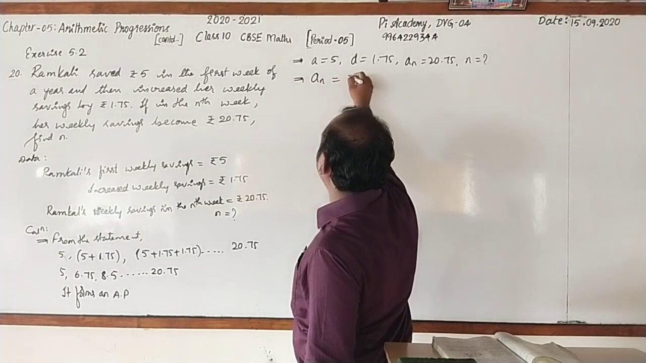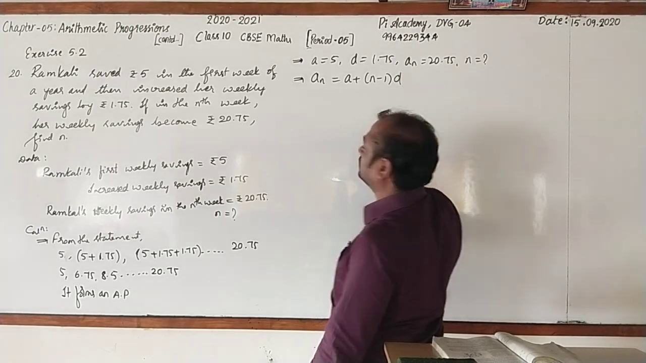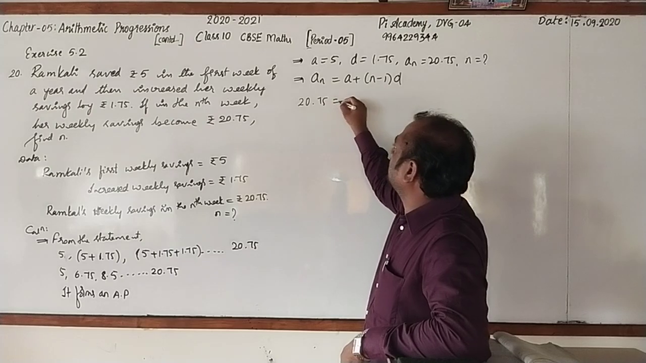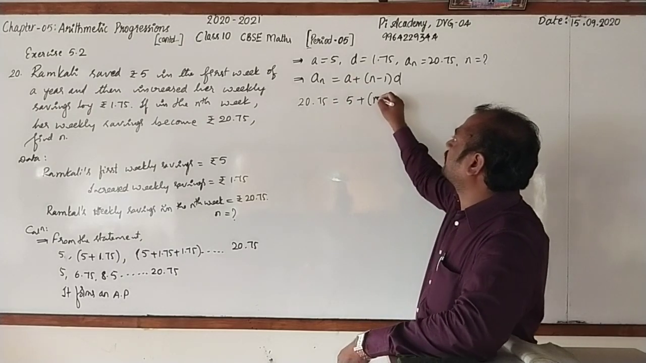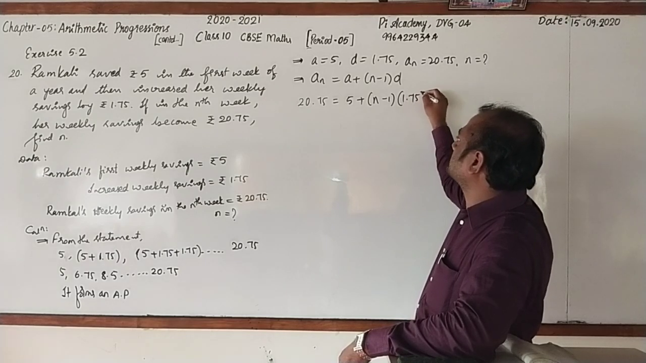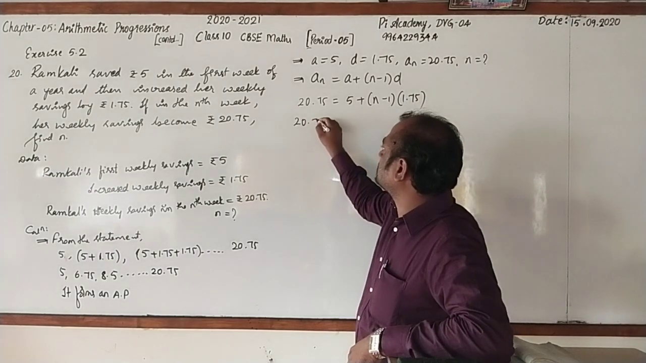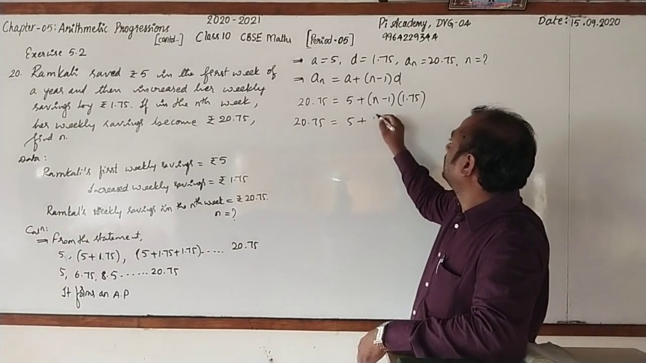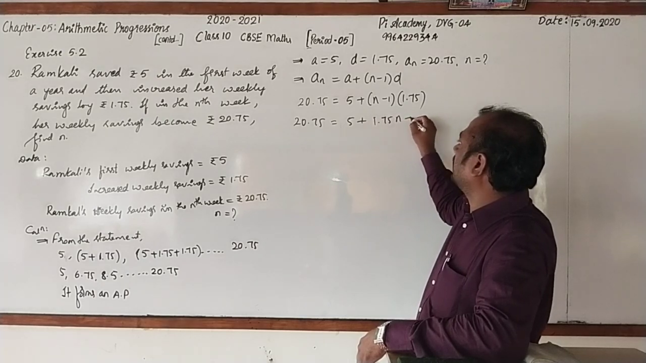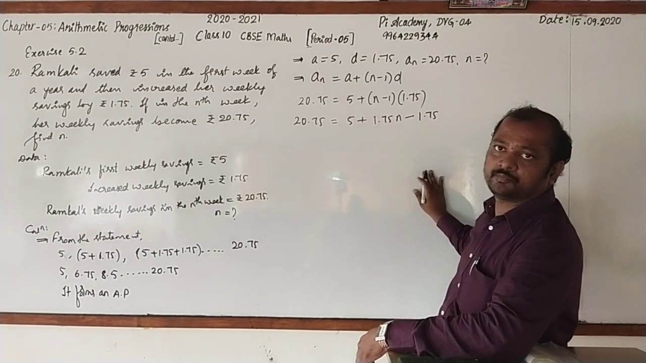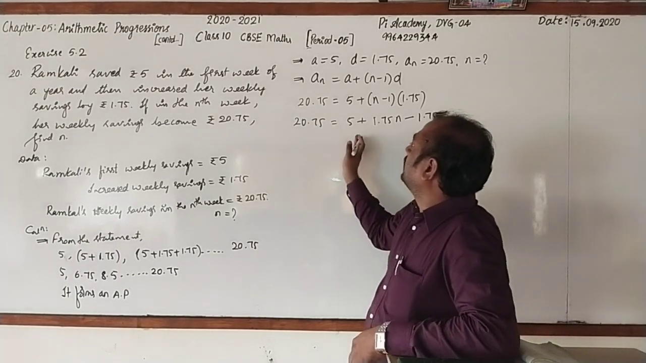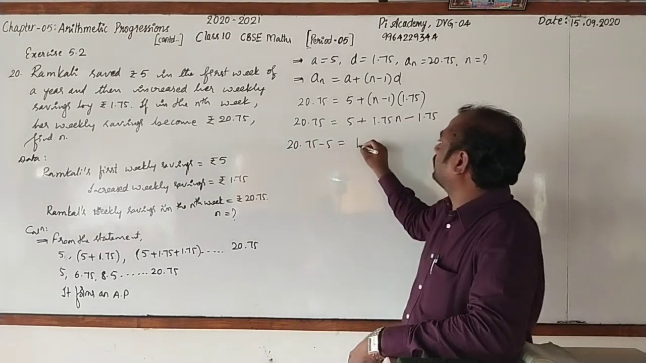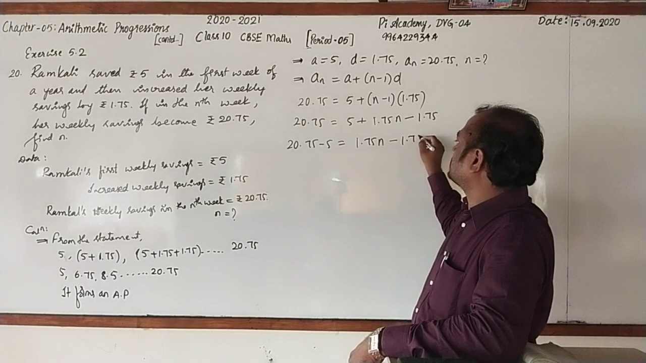Here, a_n is equal to a plus (n minus 1) into d. This is the well-known formula. Just go for substituting. It will be 20.75 is equal to a is 5 plus (n minus 1) into d is 1.75. Then 20.75 is equal to 5 plus, multiply 1.75 with both the terms. It is 1.75 n minus 1.75. Clear? Then 20.75 minus 5 is equal to 1.75 n minus 1.75.